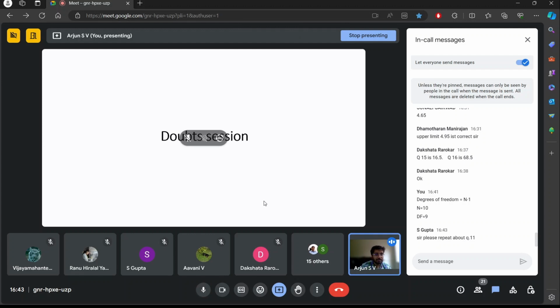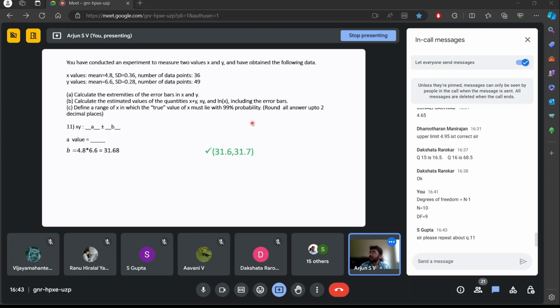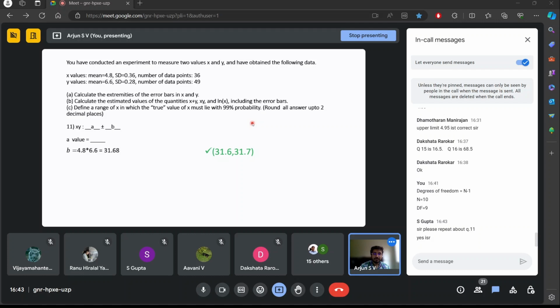Please repeat question number 11. Question number 11 in week 7, right? Yeah, question number 11 is pretty simple. You have x and y, their mean, standard deviations, and number of data points. They give a scenario where you are multiplying x and y, and you are getting a plus or minus b. Your a will be the mean value, and b will be the error value.